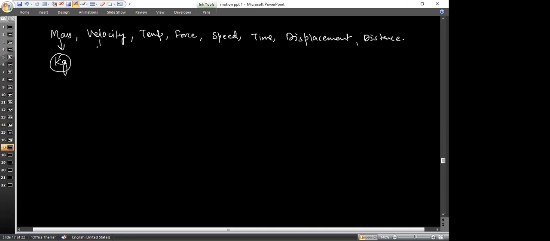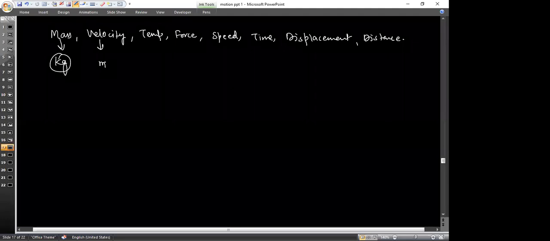Similarly, velocity tells us how fast an object is. If an object is running with a speed of 5 meters per second, another object with a speed of 10 meters per second, another with a speed of 15 meters per second, it tells us how fast an object is.